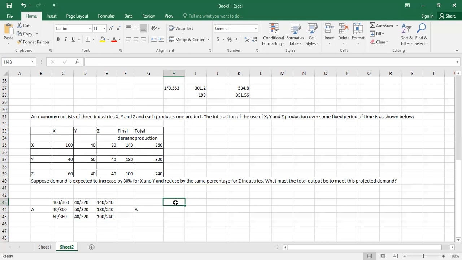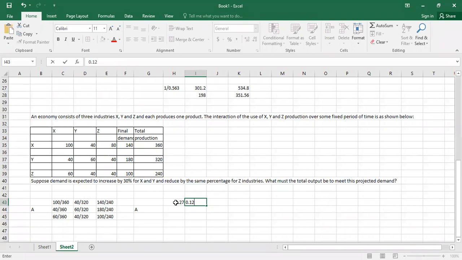What is 100 divided by 360? 0.27. 40 divided by 320? 0.125. Yes, should be 0.13.